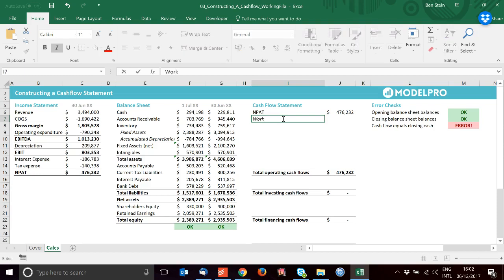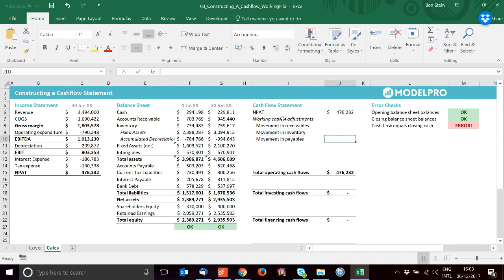There's two general sets of adjustments I like to work with. I call them working capital adjustments. There are other names for them, but basically they are the movements in your three key current asset categories. So the movement in receivables, your trade receivables or your accounts receivable, your movement in inventory, stock, and your movement in trade payables or just payables for the sake of this tutorial. And they are reasonably simple calculations. Basically, we just have to calculate the year-on-year movement for these three categories.